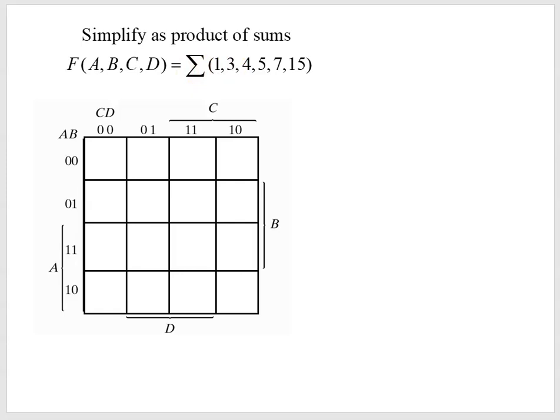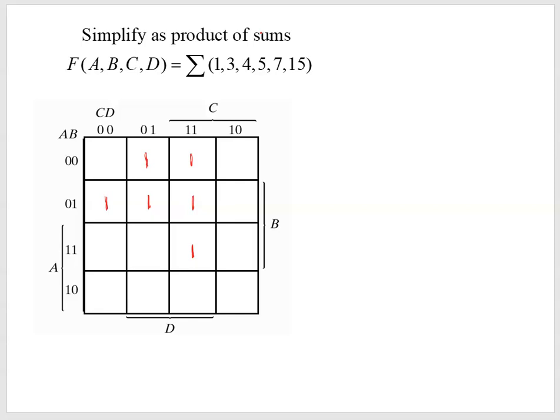Since we're given it in terms of the sum of minterms, we're going to load 1s where the minterms are. So at minterm 1, we load a 1. At minterm 3, a 1. At minterm 4, minterm 5, minterm 7, and here at minterm 15. So we've loaded the 1s, although we want to simplify in terms of product of sums, so we want to encircle the 0s.